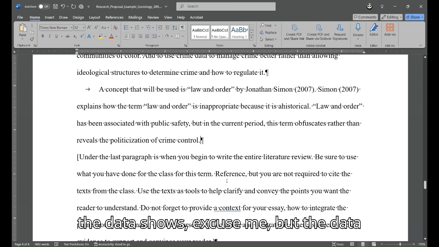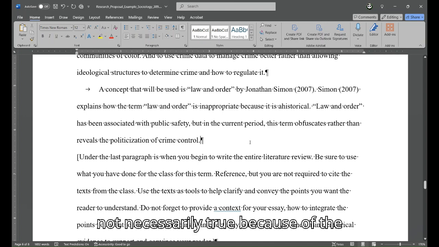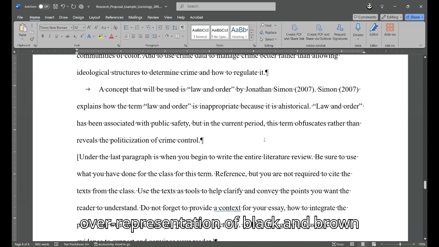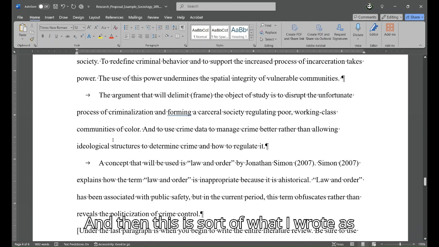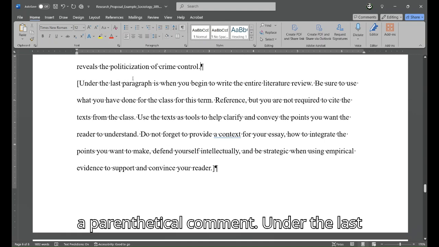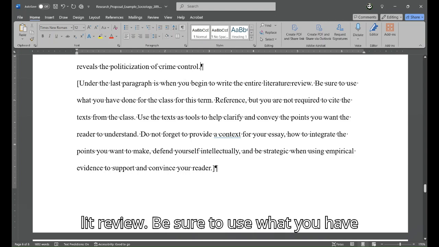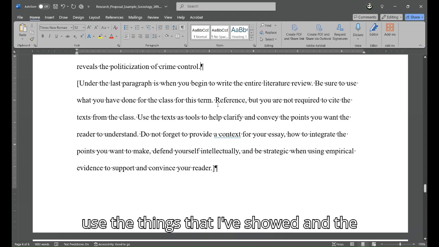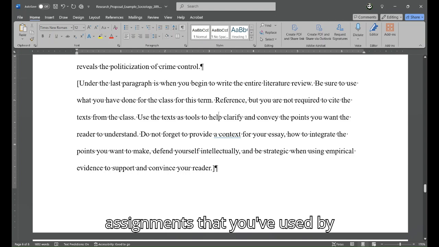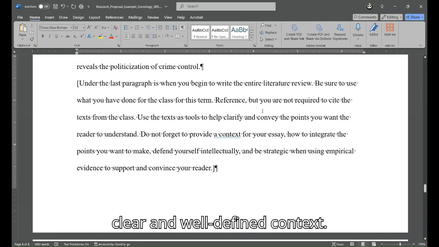But the data shows that that's not necessarily true because of the overrepresentation of black and brown bodies within the prison system. And then this is sort of what I wrote as a parenthetical comment. Under the last paragraph, which is this right here, is when you begin to write your entire lit review. Be sure to use what you have done for the class for this term, meaning use the things that I've showed and the assignments that you've used by integrating your ideas with your evidence and your claims and providing a clear and well defined context.